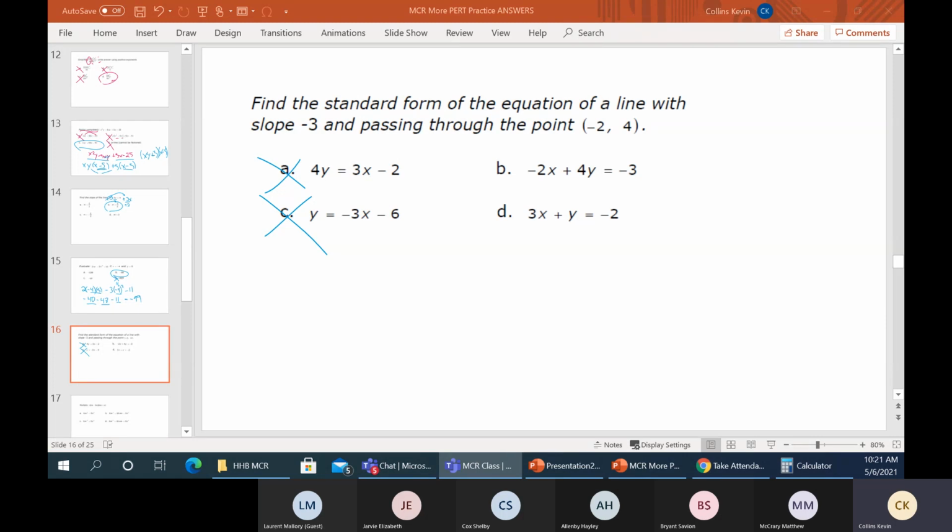So at this point, there's two things you can do. You can either figure out which one has a slope of 3, which was pretty much a problem we did a little while back, right? Or you can say, well, x equals -2, y equals 4. Plug those in and see which one is true. So you can go either way with that one.